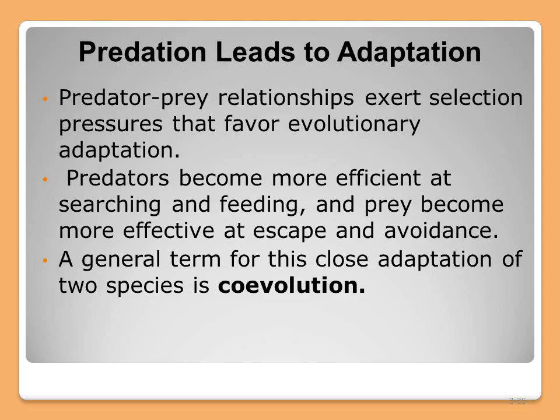On the other hand, predators become more efficient at feeding and searching for their prey, and the prey become more effective at escaping and avoiding. So as time goes on, the predators become better at getting the prey, but the prey also become better at getting away. And they call this co-evolution, when two organisms sort of evolve together.